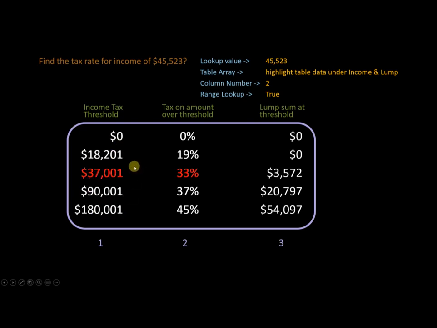So even here, this would be ideal to use as a lookup for a true range lookup. Once again, the lookup value comes up the list and it says, okay, 45,000 is still too... this is much bigger than mine. This is much bigger than 45,000. Oh, 37,000 is less than my lookup value, so it gives a match. And then the match column 2, which is 33% for income of 45,523.